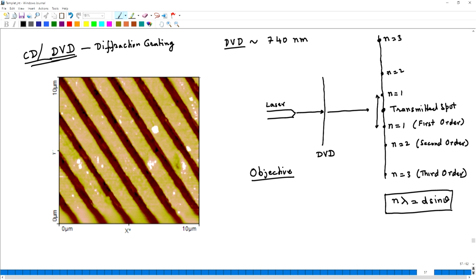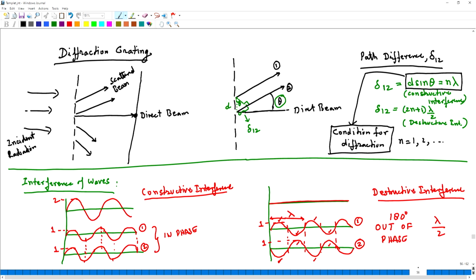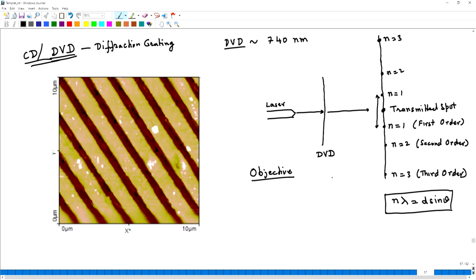If I come to this, I need to find out this value of theta from this experiment. So, this is my transmitted beam, this is my diffracted beam, and this angle is theta, which is what I want to find out. Let us say this is for n equal to 1. So, this distance I need.